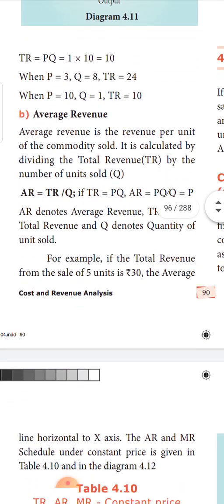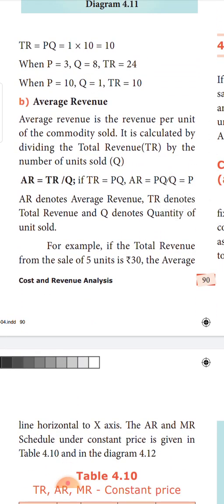The next concept in revenue is average revenue. We have always learnt what average is. Average is nothing but the sum of the observations divided by the number of observations. Total divided by number, that's all. This is average. We just saw what total revenue is, so it is easy for us to understand what average revenue is. Average revenue is revenue per unit of commodity.